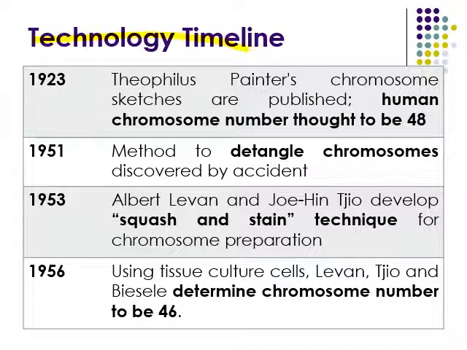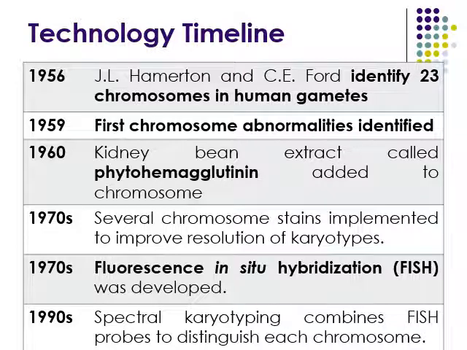So the technology timeline: in 1923, human chromosome number thought to be 48. Then 1951, untangled chromosomes. 1953, developed the squash and stain technique. 1956, determined chromosome number to be 46. 1956, identified 23 chromosomes in human gametes. 1959, first chromosome abnormalities identified.